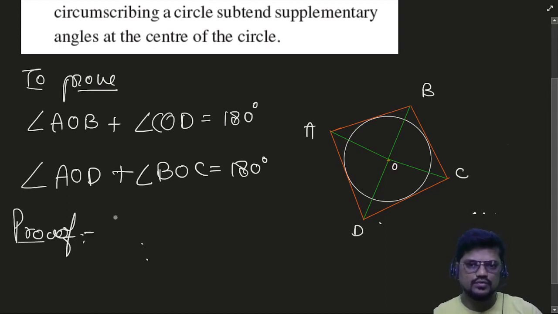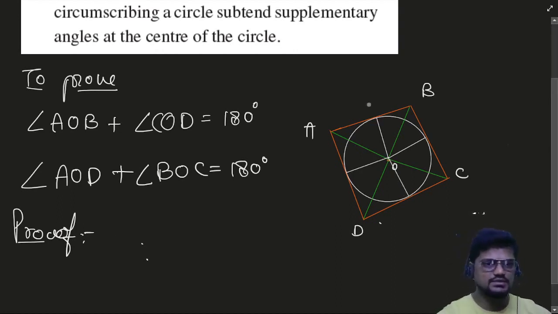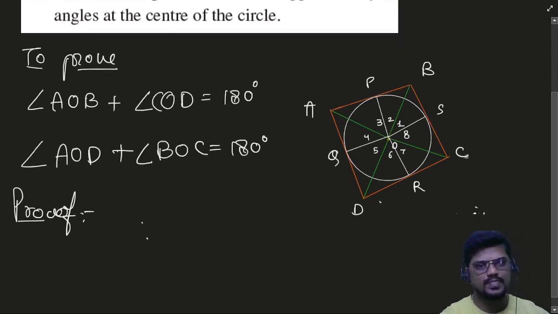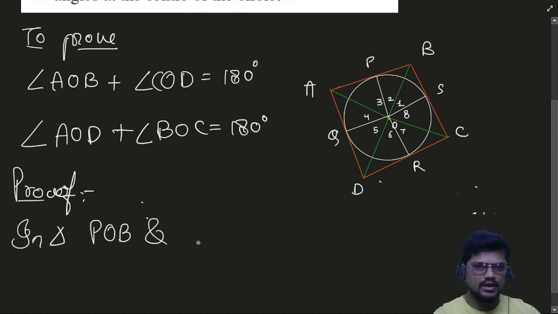To write the proof, we'll have to draw all these lines, which I'm drawing right now. Now see over here. If I say these points are P, Q, R, and S, and if I name these angles as 1, 2, 3, 4, 5, 6, 7, 8, what I know is, in triangle POB and triangle SOB.